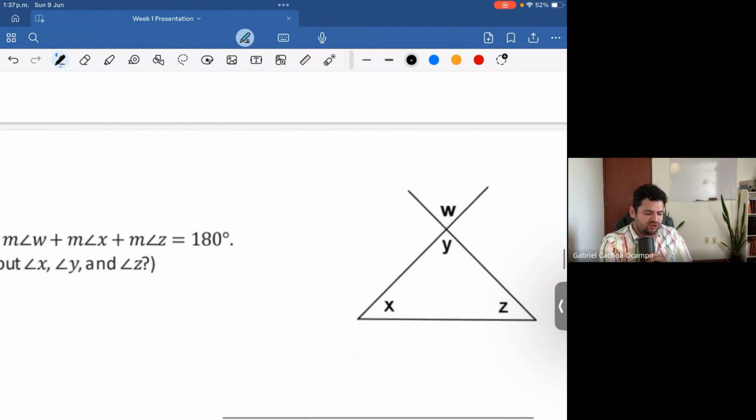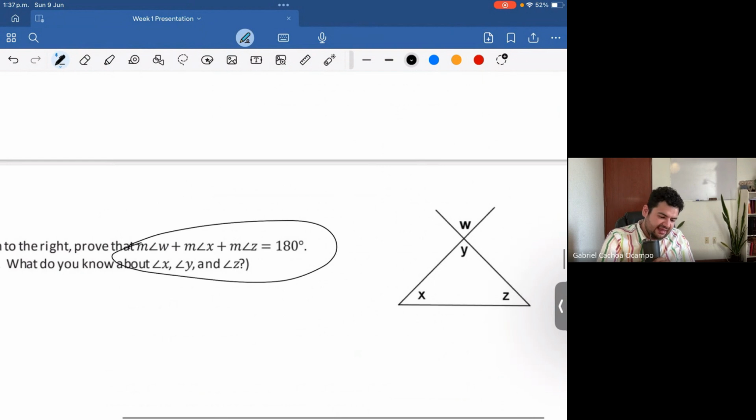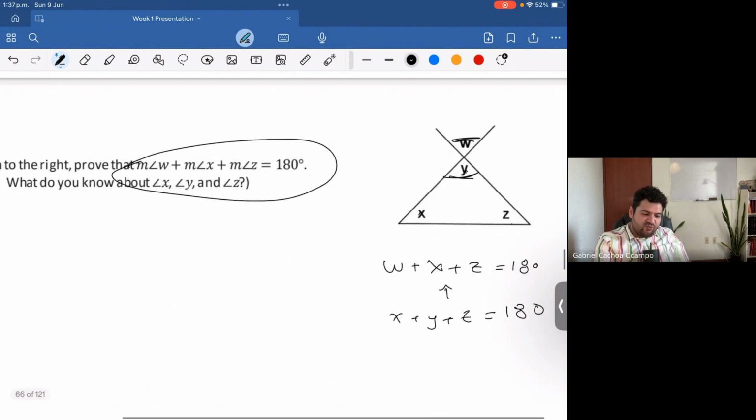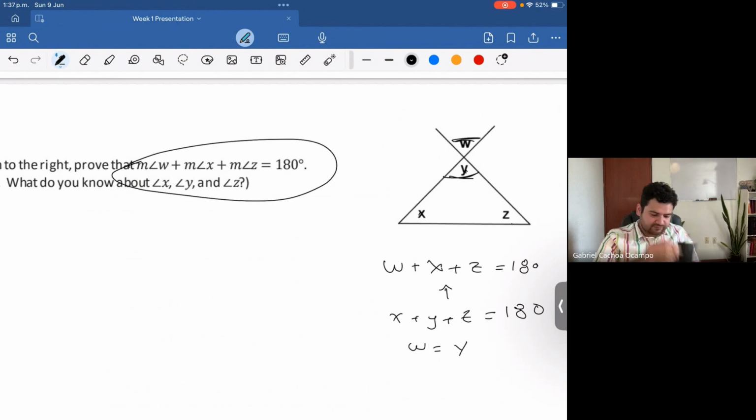Here, what do we want to prove? We want to prove that W plus X plus C equals 180. It is very clear that it is true. Why? We know that X plus Y plus C equals 180 because of the triangle addition. And then we know that W is the same as Y because they are vertically opposite. So from here and here, we use the substitution property to get the equality that we wanted.